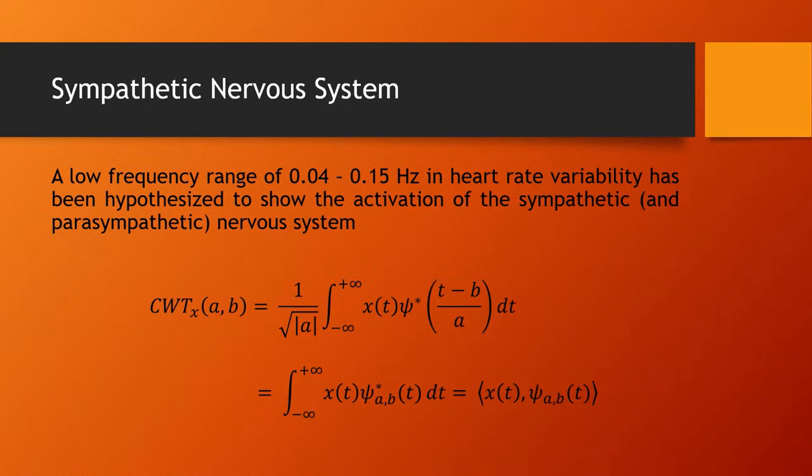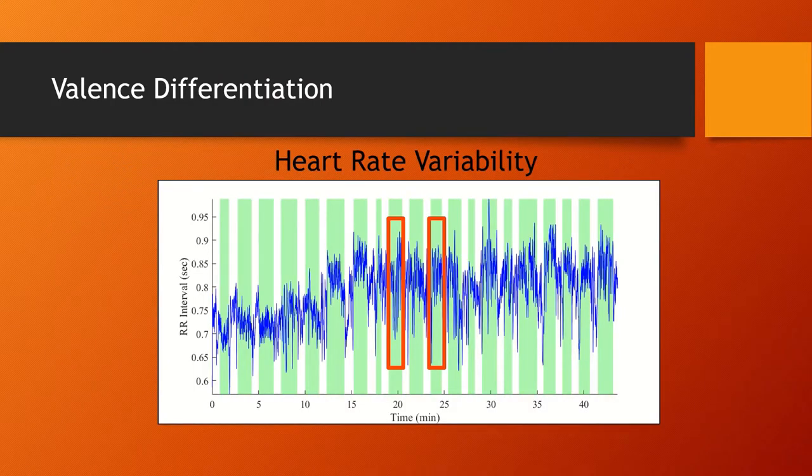We hypothesized that fear would cause a sympathetic nervous system activation due to the fight or flight response caused by the scare. But the opposite was found. The low frequency range showing sympathetic nervous system activation was found when the subject laughed instead. Laughter's positive valence and fear's negative valence were differentiated using the continuous wavelet transform.